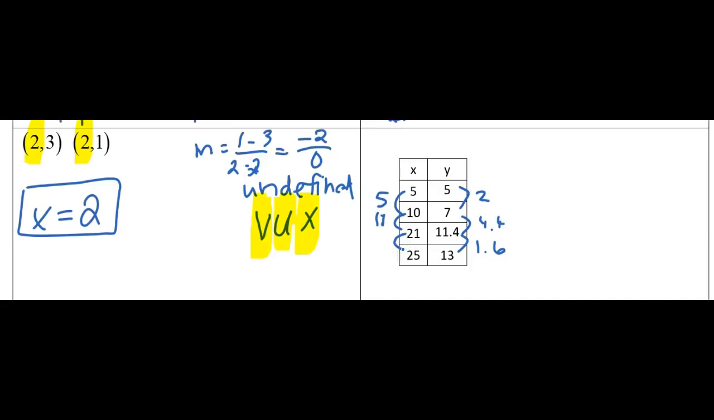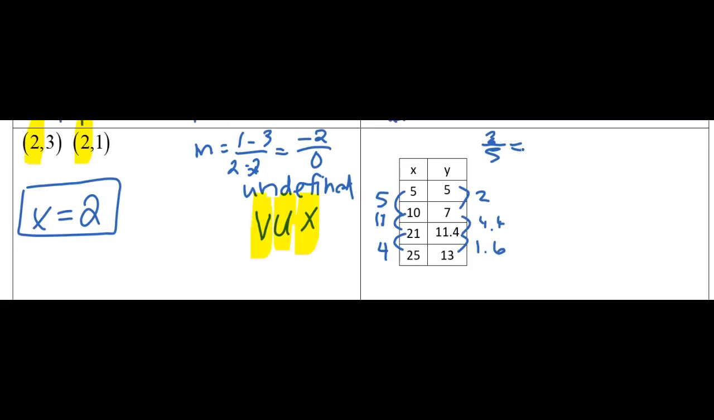And from 21 to 25, we have 4. Now, the reason I find the change in y over the change in x for all values is because we are trying to figure out, first of all, is this linear and can it be written in a linear form? Well, now I'm going to check my division. 2 over 5 gives me a slope of 2/5. Then I can check the other ones.